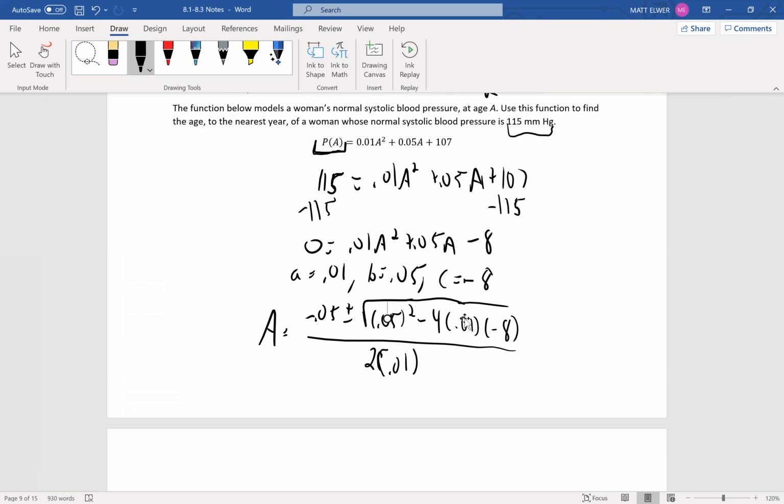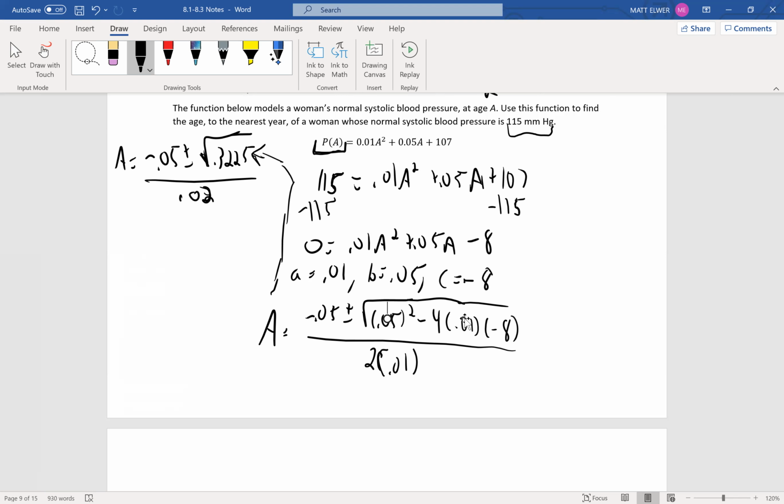So I'm going to simplify this down a little bit, and go up here to the top again. When I simplify this all out, we get A is equal to negative 0.05 plus or minus the square root of 0.3225, after you work everything out under the square root, over 0.02, since 2 times 0.01 is 0.02.